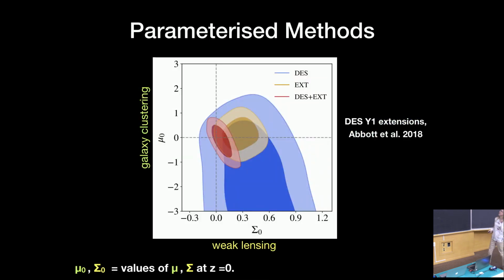And this is exactly what happened in the DES Y1 extensions paper. There may be some people in the room who were involved in this, so I will defer any questions to them. I'm not a member of DES. But they produced this nice plot showing constraints on the values of mu and sigma at redshift 0. Okay, and the DES data is here in blue.